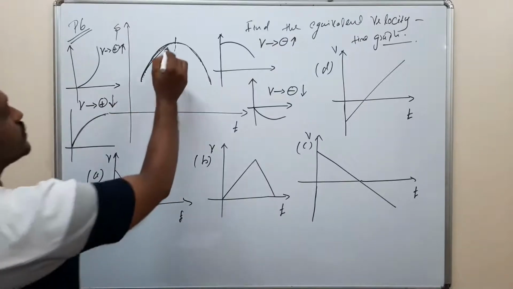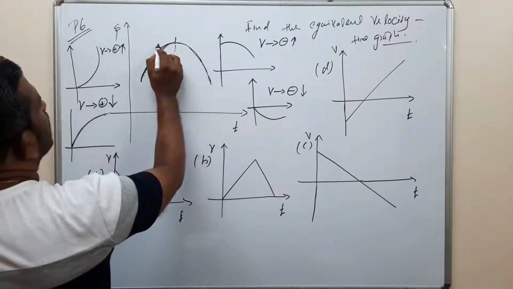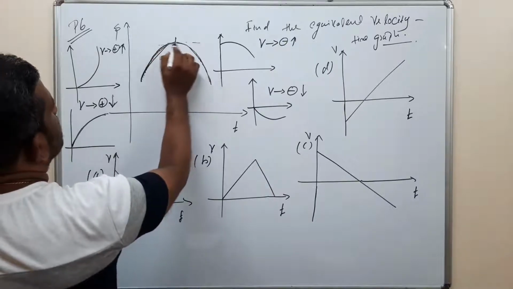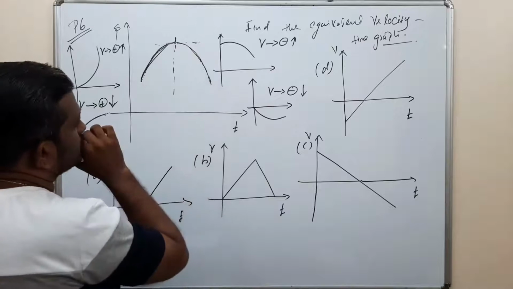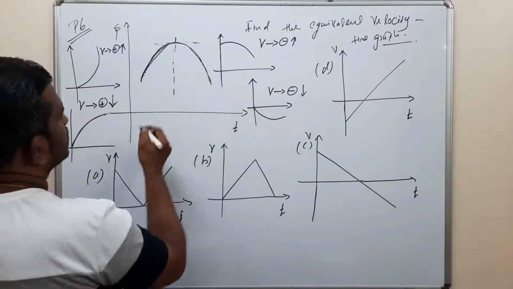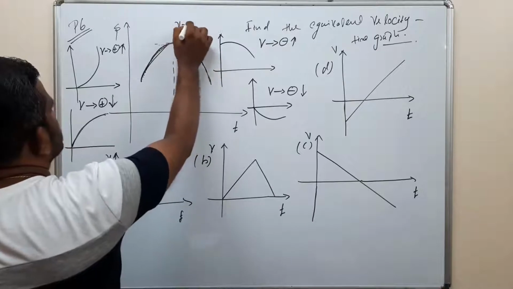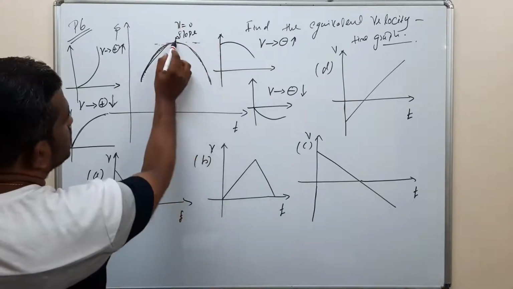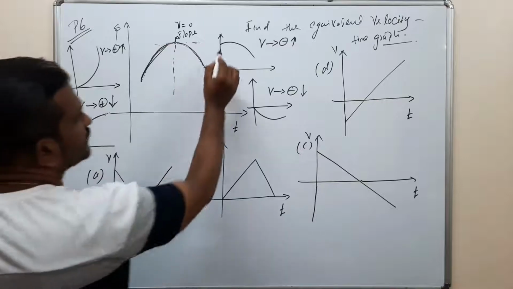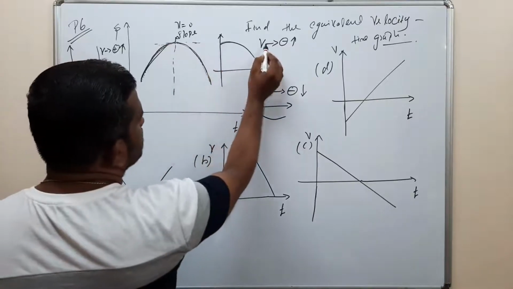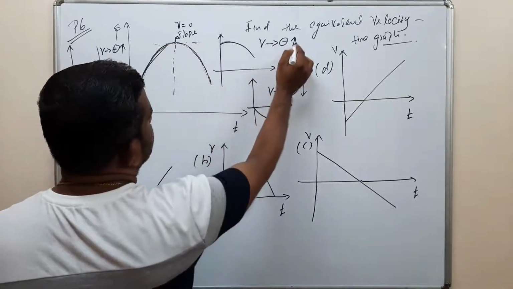At this part, if you draw the tangent, it is parallel to the time axis, so the slope is equal to 0, therefore velocity is equal to 0 at this point. And this part is velocity negative increasing.